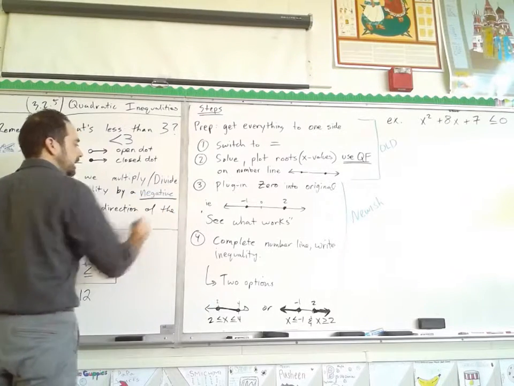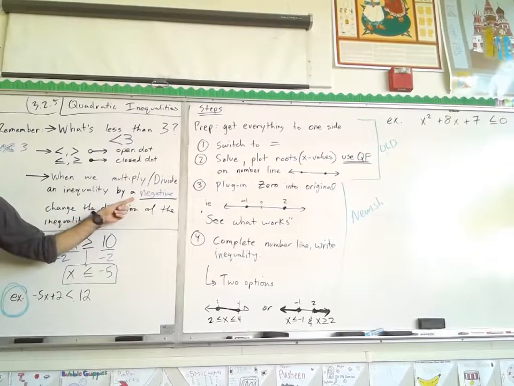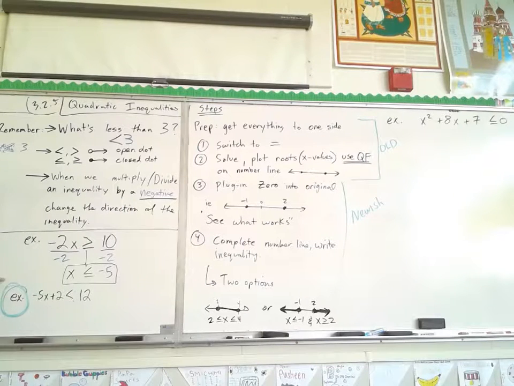If you don't know this, it's just a little rule. We remember what's less than 3, open and closed dots. And if we divide or multiply by a negative, we've got to switch the direction. Let's look at this example here. I already showed you this one when I divided by -2. I changed the direction. So first off, I want to solve for x.